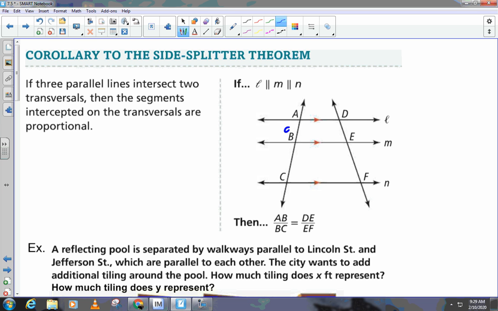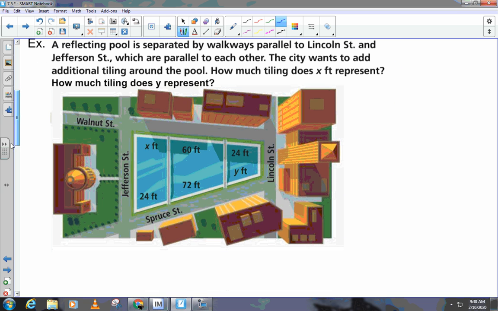So I could set up a proportion. AB is to BC as DE is to EF. Okay? So these parts are in proportional parts. I could also go across, and I could do AB is to DE as BC is to EF. I could do it like that too. Okay? But when you've got the 3 parallel lines and the 2 transversals, those transversals are broken into proportional parts. Okay? All right. So let's do an example.